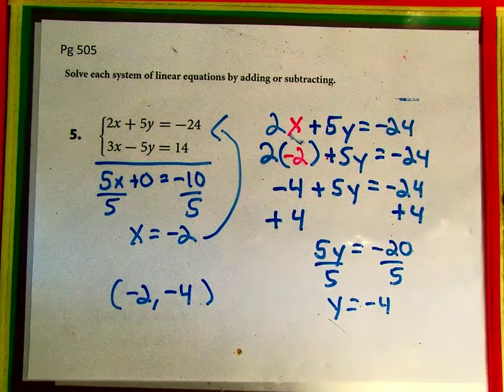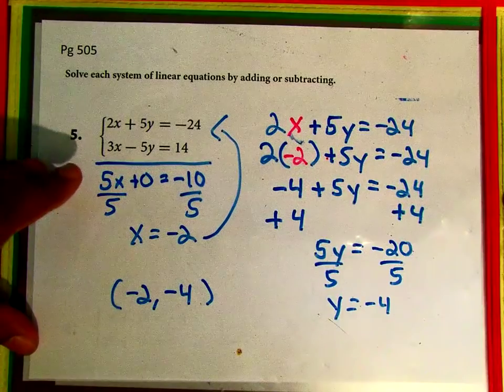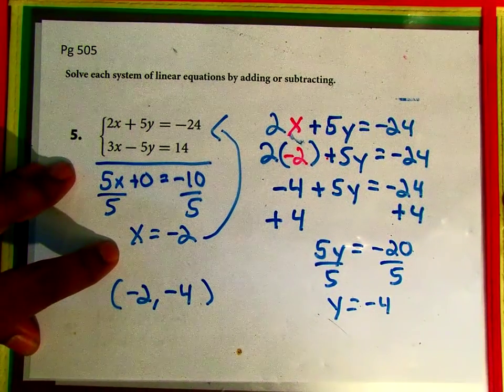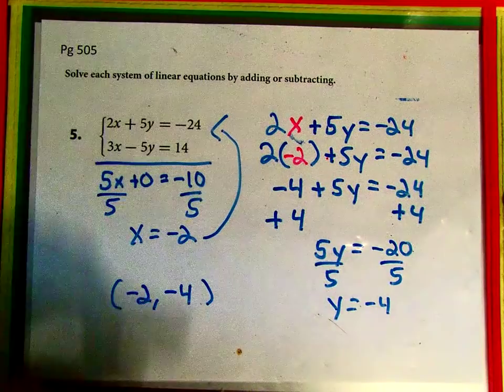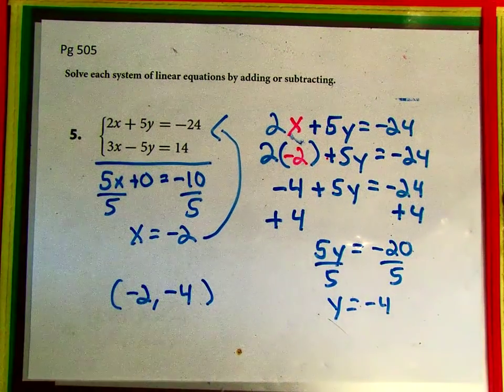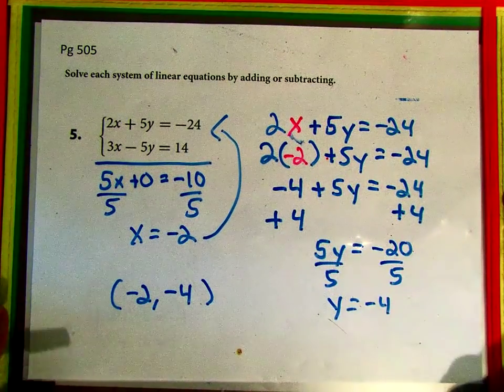Okay. So this is the elimination method. We eliminated one of the variables, solved for the remaining variable, took it and plugged it back in, and then solved for the other variable. All right, let's take a look at another one.